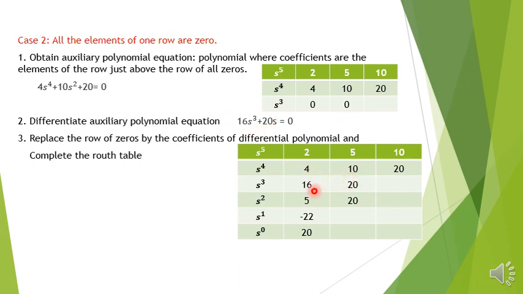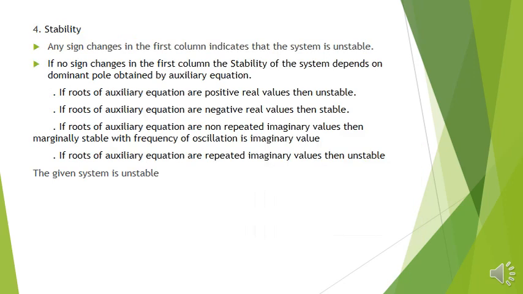And if I complete the table, 16 into 10, 160 minus 80, divided by 16 is 5. 16 into 20 minus 4 into 0, so 20. 5 into 20, 100 minus 320, divided by 5 is minus 44, and 20. So after completing the table, I need to check the stability.